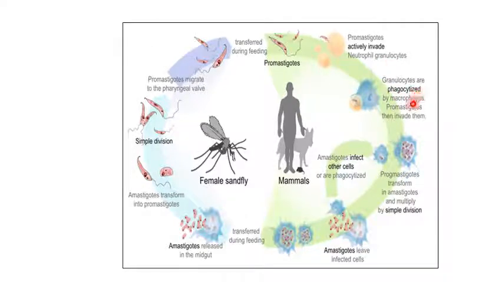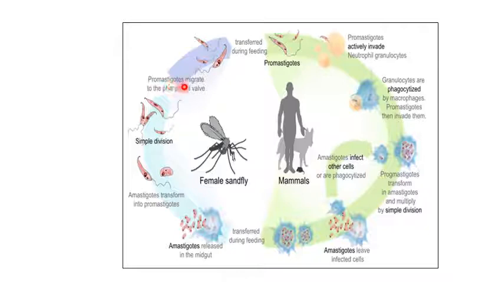Then granulocytes are phagocytosed by macrophages. Promastigotes then invade them. Promastigotes transform into amastigotes and multiply by simple division. Amastigotes leave the infected cell. And so this is the life cycle.